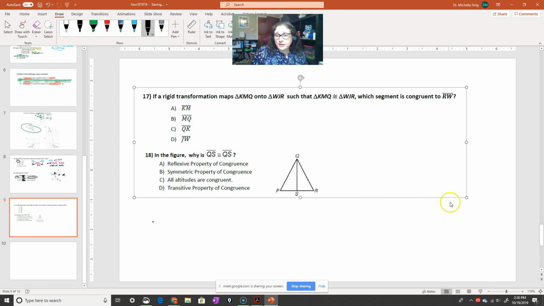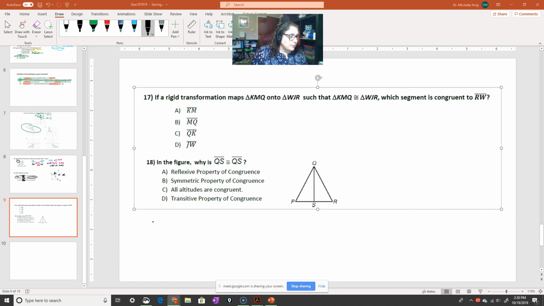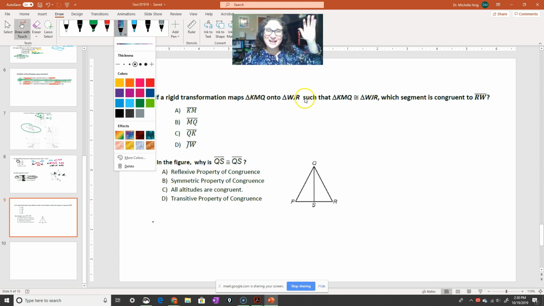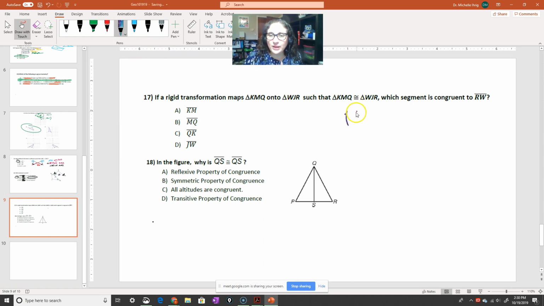If a rigid motion maps KMQ, such that which segment is congruent to RW. Got it. So this one is the one that I taught you. Line up the letters. So if we know that we have K, M, Q, and that corresponds to WJR, I write them on top of each other. That way it's super easy to figure it out. We're looking for RW. So we're looking for, this is our first one, and this is our second one. So here we have our RQ.